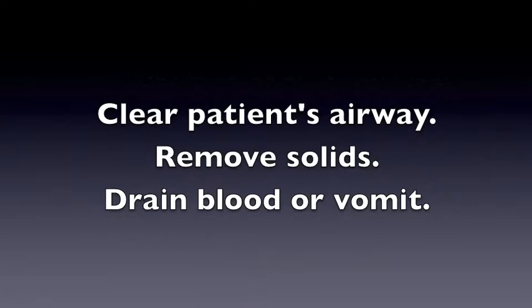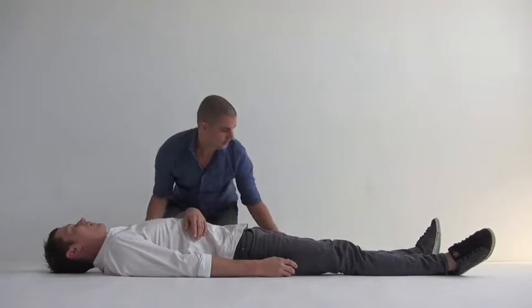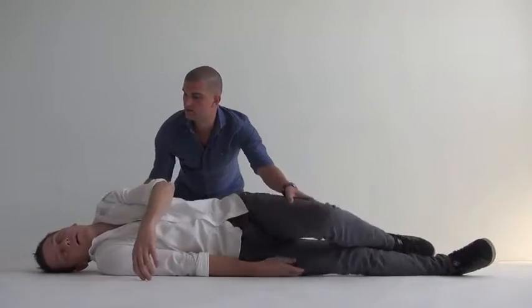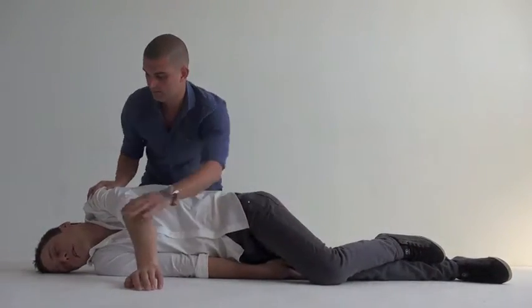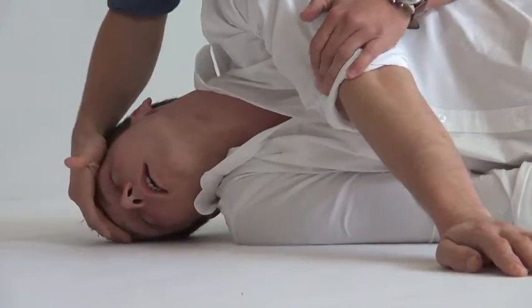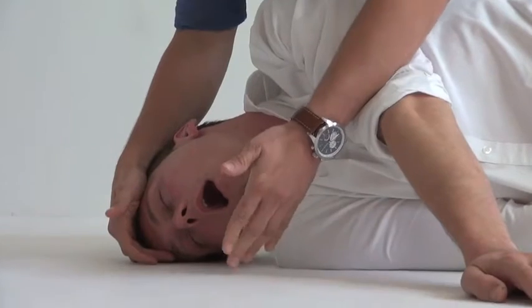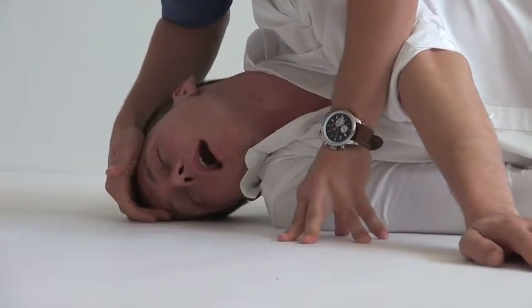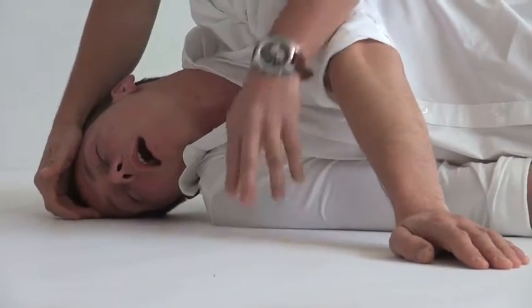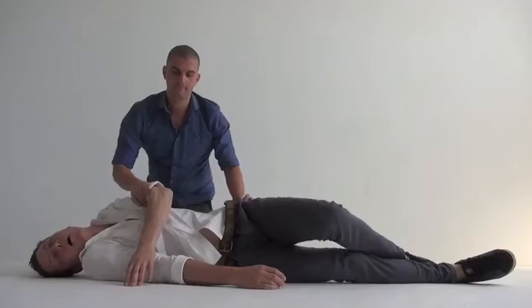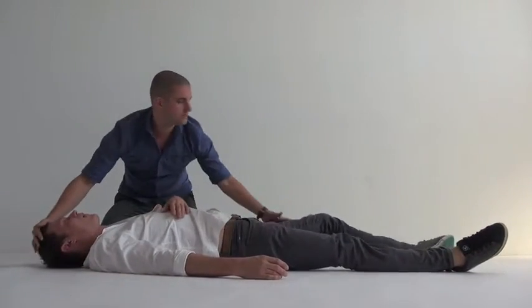Sometimes there may be blood or vomit in the patient's mouth. So what we need to do is drain. Roll the patient onto their side, gently. Pull the patient's head back and open their mouth and let the blood or vomit drain. Once you're happy that there's no more blood or vomit coming out, roll them onto their back. Make sure you do this gently.